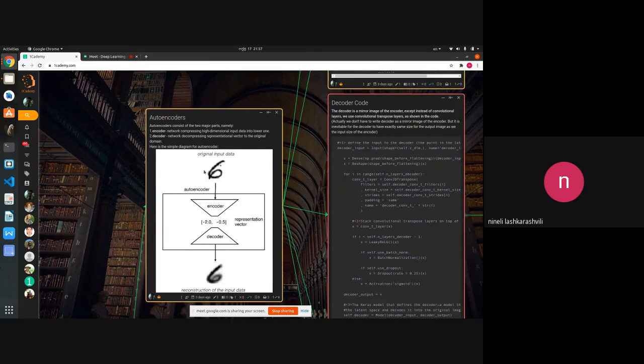And here I have an image which explains this process. So we have this original input data. In this particular case, it is digit 6, and we pass it to the autoencoder. Then the encoder compresses this high-dimensional input data into a lower-dimensional one, and then we have this representational vector, and then we reconstruct and get this as an output.